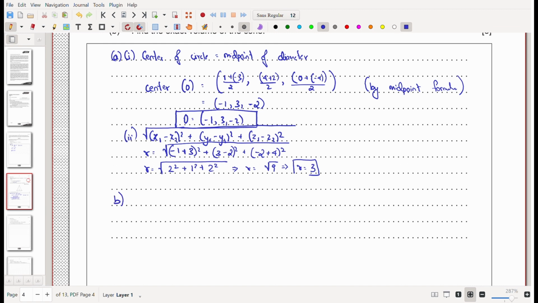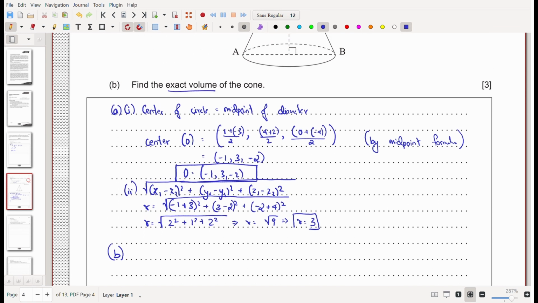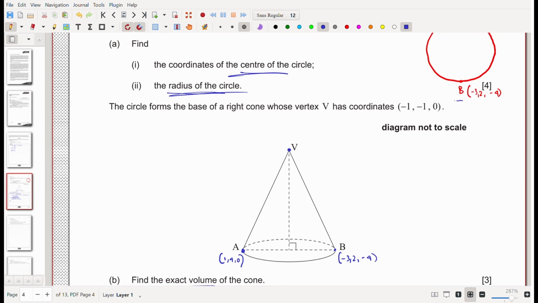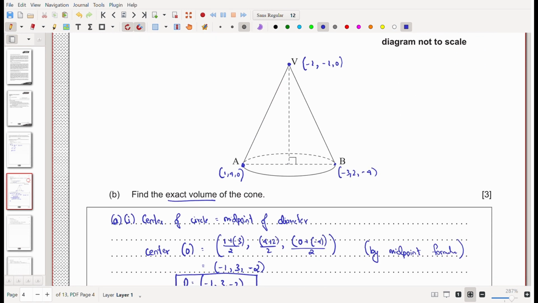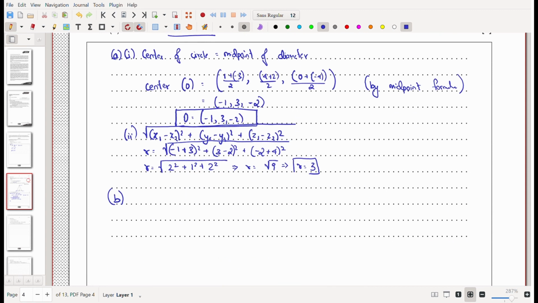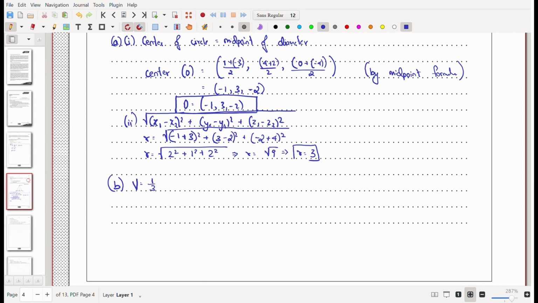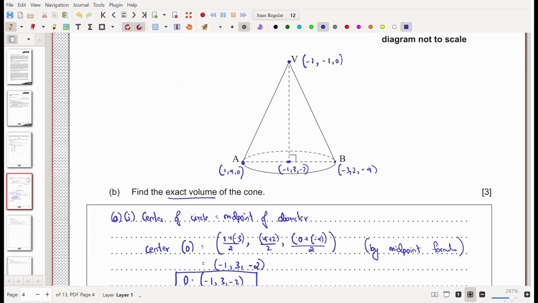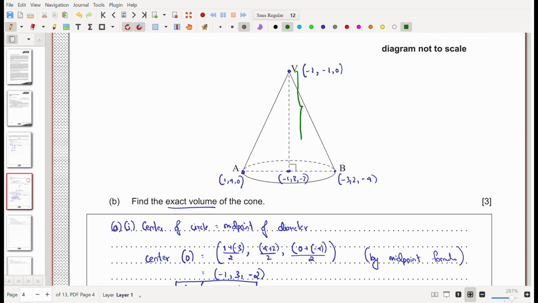Now let's move on to part D. We are asked to find the exact volume of the cone. So for this, I'm going to write out the points on this diagram. 1, 4, 0, minus 3, 2, minus 4, and we're given our vertex coordinates as well. Minus 1, minus 1, 0. And let's go ahead and write out our center points as well, which is minus 1, 3, minus 2. Now, the volume of a cone is equal to 1 by 3 pi r squared h. Now, we don't have h, we have r. So to find h, let's take this distance.